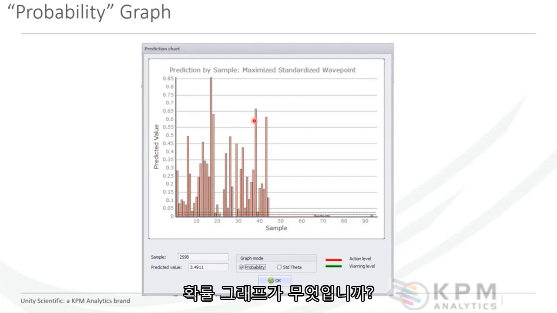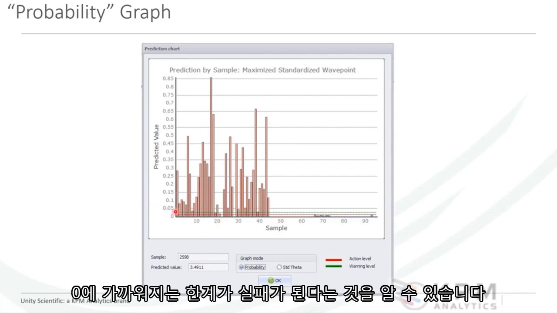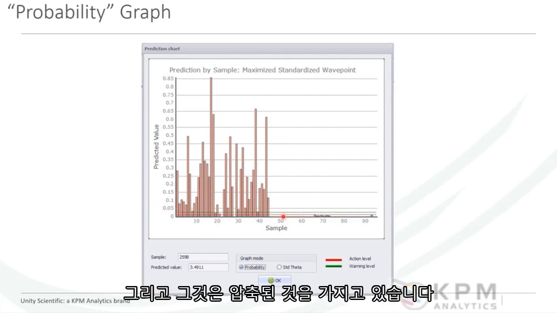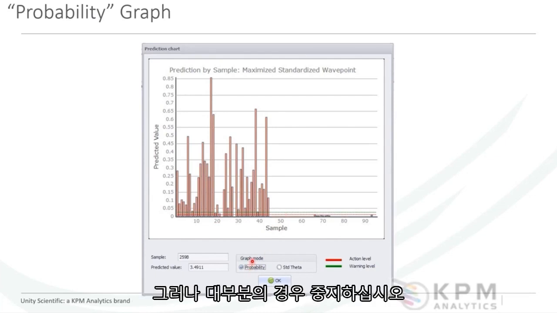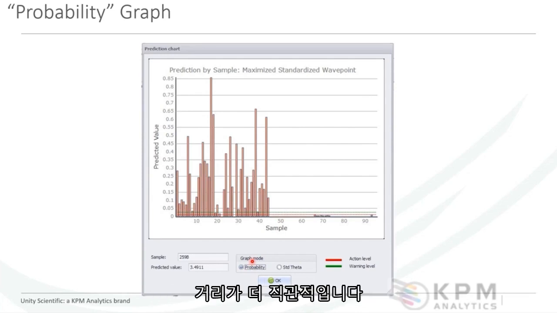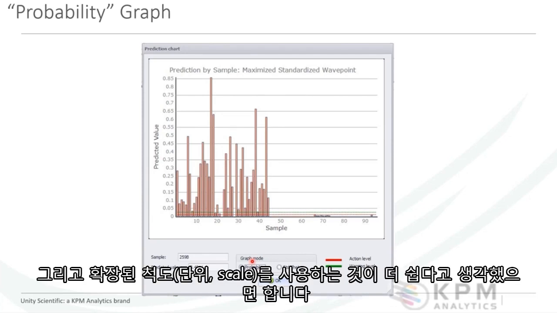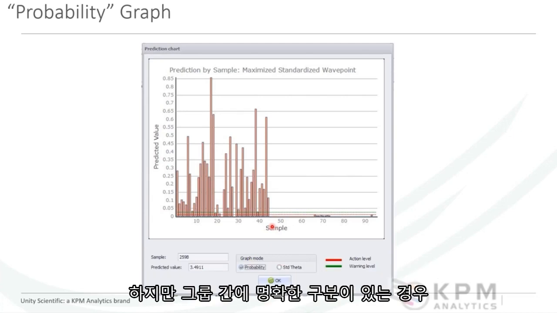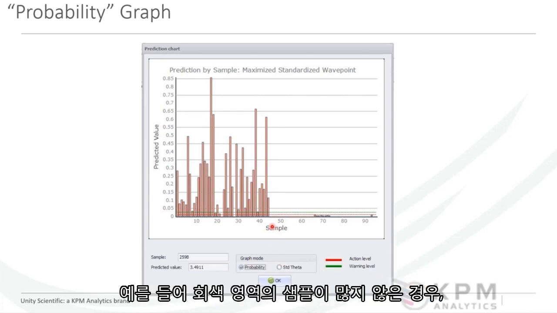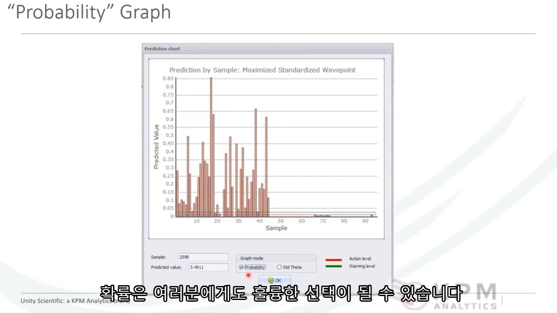Here's the probability graph, okay? And if you look at this, you can see that the limits as you're approaching 0 get to be failures, and it's got a very compressed scale. So for most cases, I find that the distance is more instinctive for me, and I like the expanded scale. I think it's easier to work with. But if you've got clear delineations between your groups, for example, and not many samples in the gray areas, probability could be a great choice for you as well.